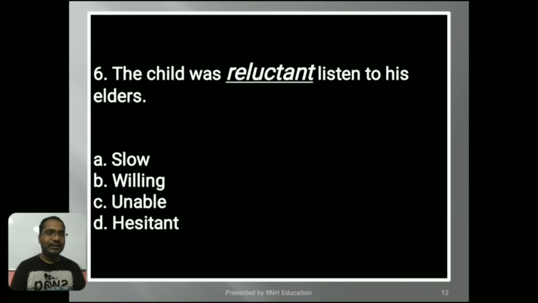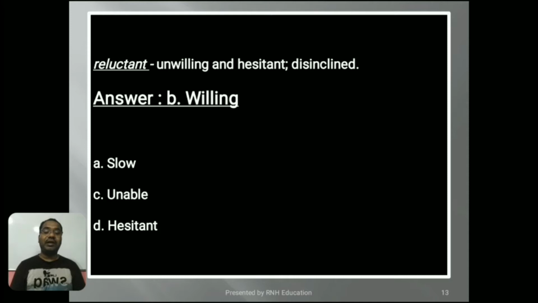The child was reluctant to listen to his elders. Options are A. slow, B. willing, C. unable, and D. hesitant. The word is reluctant. Now check the solution. At first take the word reluctant. What does it mean? Actually reluctant means unwilling and hesitant, disinclined. So the right opposite word should be willing. And the other three options were A was slow, C was unable, and D was hesitant. All these three words are very common words, so I think there is no need for any explanation. Okay, going to the next one.